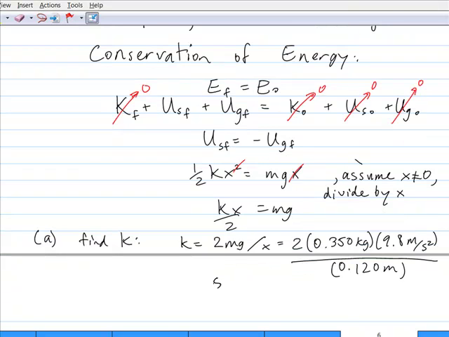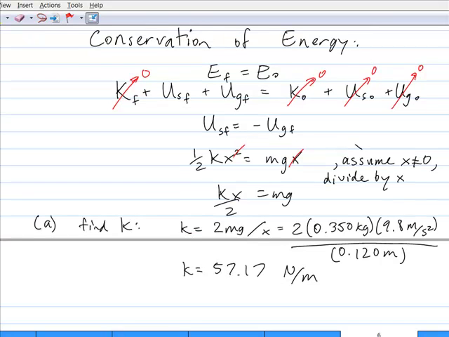I've plugged that into my calculator. k equals 57.17 newtons per meter. Newtons per meter, I just remember, is always the units. That's our unit for spring constant. And it looks like there's 3 significant figures in this problem because of the 0.350 kilograms and the 0.120 meters. So I'm going to say that k equals 57.2 newtons per meter.